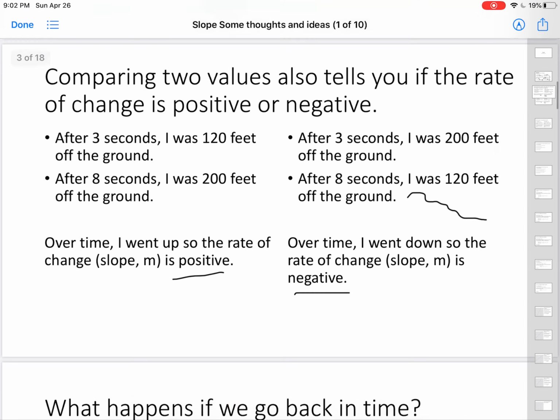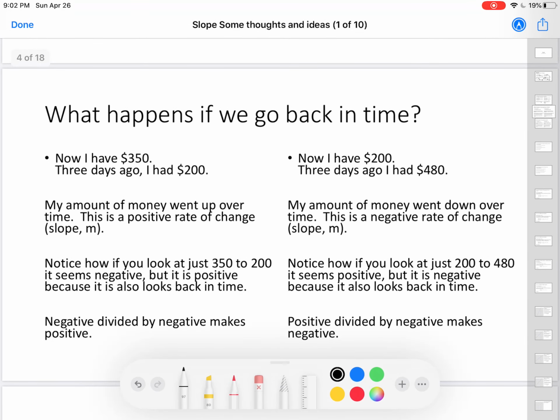Okay, let's see what's next. What happens if we go backwards in time? All right, right now, I have $350. 3 days ago, I had $200. My amount of money went up over time. That's a positive slope. That's a positive rate of change. That's a positive m. Now, if you just look at the numbers, 350, 200, that looks like it's going down. But remember, it also goes back in time. And a negative makes positive. This is a positive rate of change.